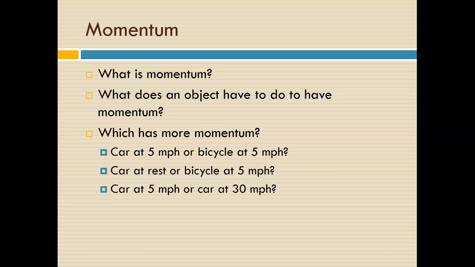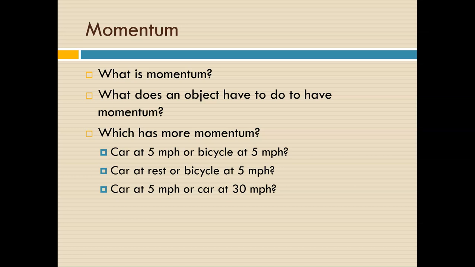Which one has more momentum? A car that is at rest or a bicycle traveling at 5 miles per hour? The bicycle. Why? It's moving. The car is not. Which one has more momentum? The car traveling at 5 miles an hour or the car traveling at 30 miles an hour? The car traveling at 30 miles an hour.